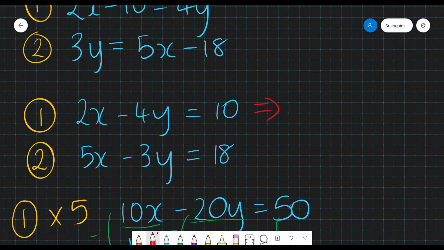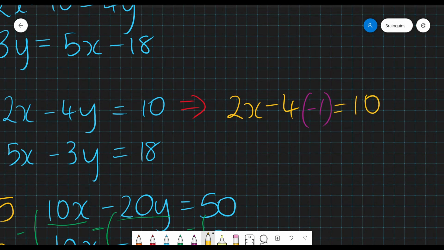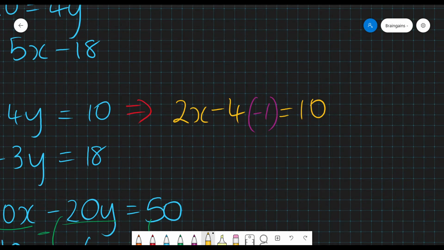So equation number 1 becomes 2x minus 4 times our value of y, which is minus 1, equals 10. Now to solve this equation that we have, we need to first expand our bracket. So we have minus 4 times minus 1, which is just plus 4. So this becomes 2x plus 4 equals 10.